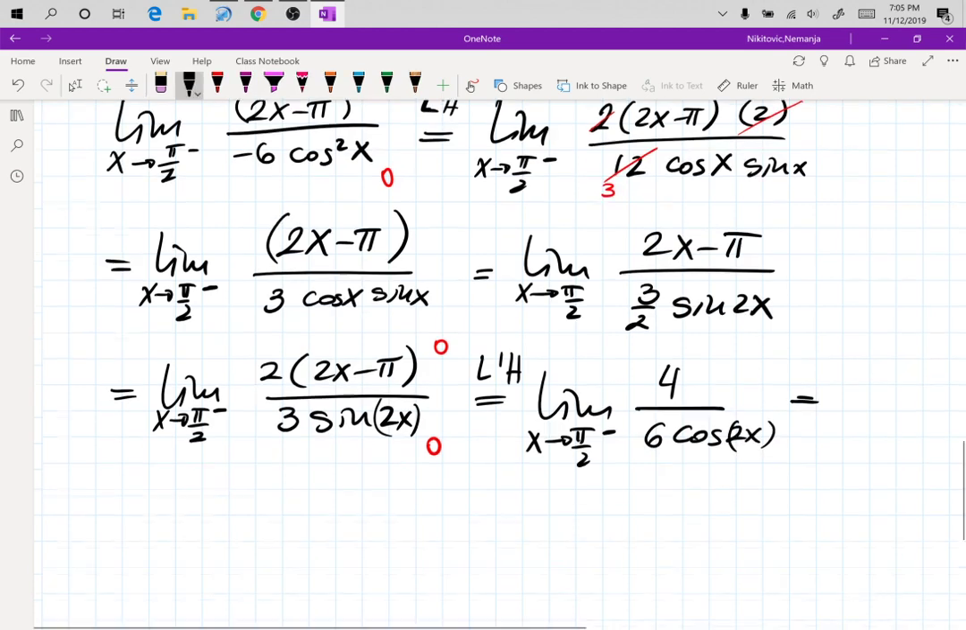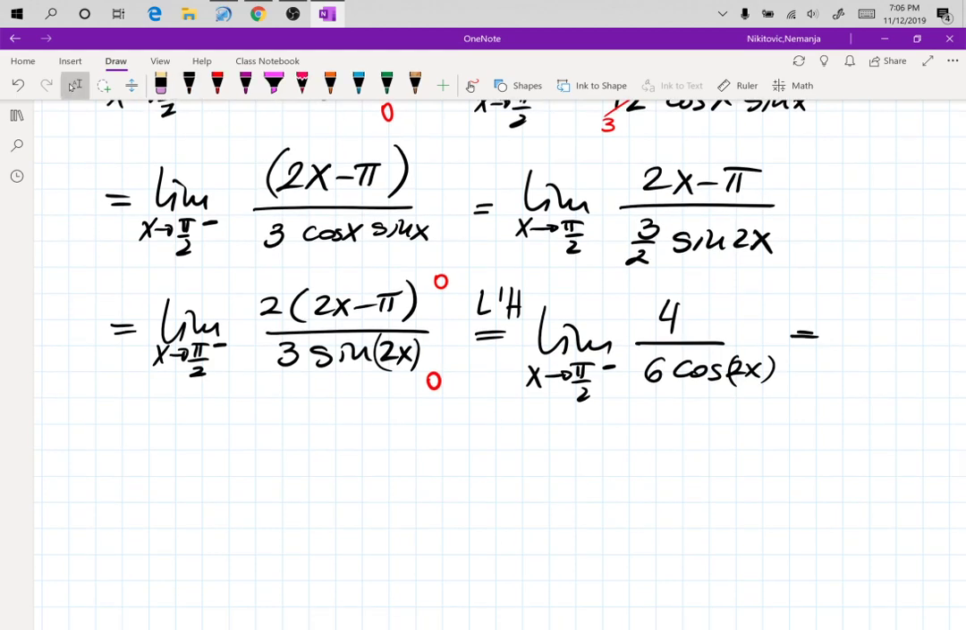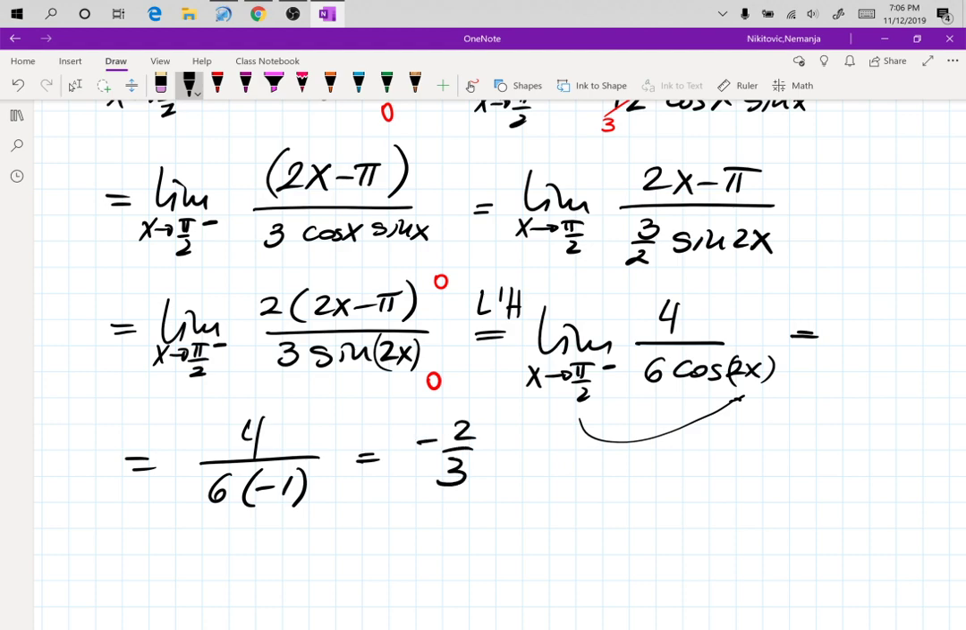So now, when you plug in pi over 2, it becomes cosine of pi, which is negative 1. So, when you plug this one in there, you will get 4 divided by 6 times negative 1. And that's going to be negative 2/3. So the answer for this limit is negative 2/3 or 0.666, going on forever.